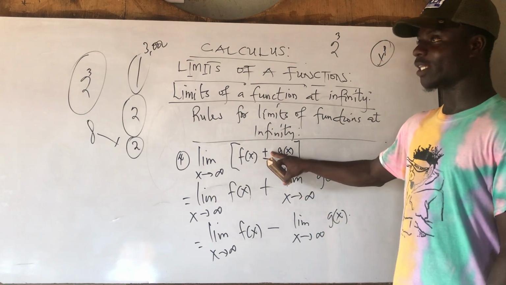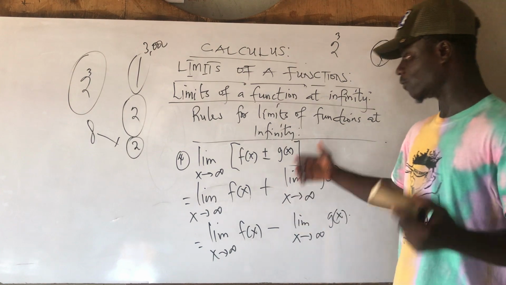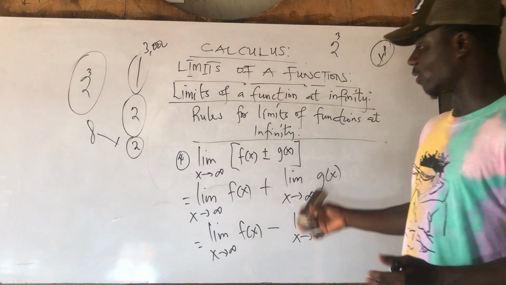So this one is a sum. When you get a function like this, this is how you treat it, or when you get a limit function like this, this is how you treat it.